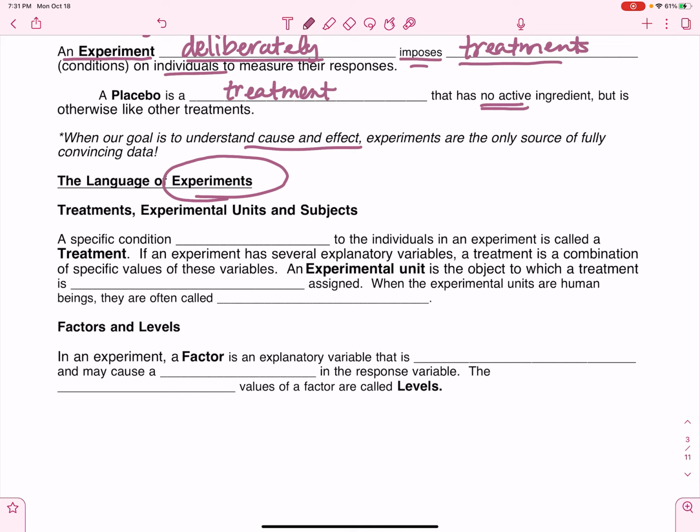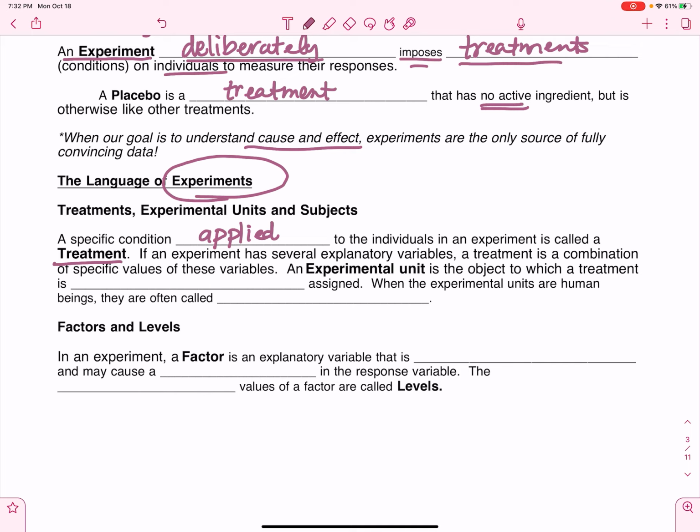Anytime we have a specific condition that we want to apply to an individual in our experiment, that specific condition that is applied is called a treatment. Just like in that drug study I was talking about, if I want to try out this new migraine headache drug, that's my treatment, and then the placebo might be the other treatment. So treatments are just something that is imposed upon the participants or individuals in an experiment. If an experiment has several explanatory variables, a treatment is a combination of specific values of these variables.